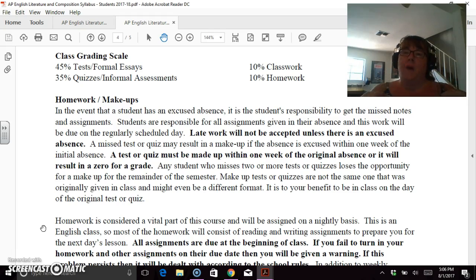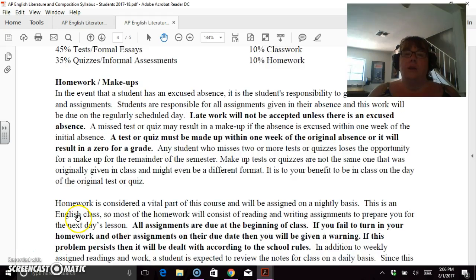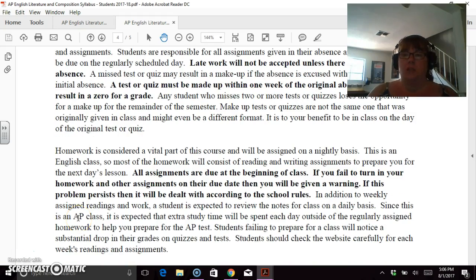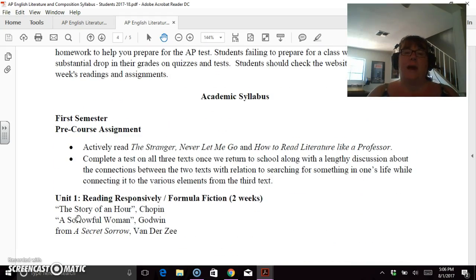The load that you have of work, the load that I have of work, the responsibility you have, the responsibility that I have. You need to follow this. All assignments have a deadline. Technology-wise, they're due by 8 a.m. If it's handwritten, it's due at the beginning of class.